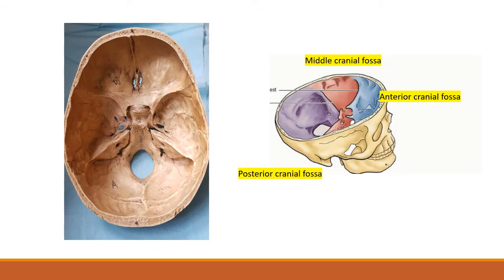If we see the interior of the skull, we can see three levels. The anterior cranial fossa, which is at a higher level. Then there is the middle cranial fossa, which is one step lower, and the posterior cranial fossa, which is the lowermost. Here in this figure you can see different colors. The blue one is anterior, the brown one is middle, and the posterior is the purple colored.